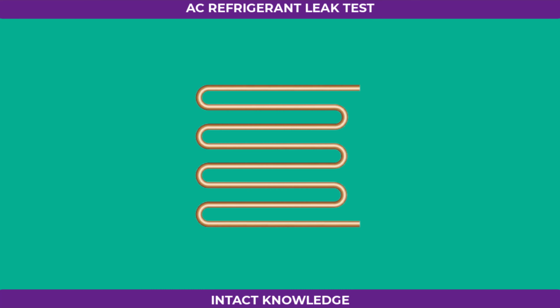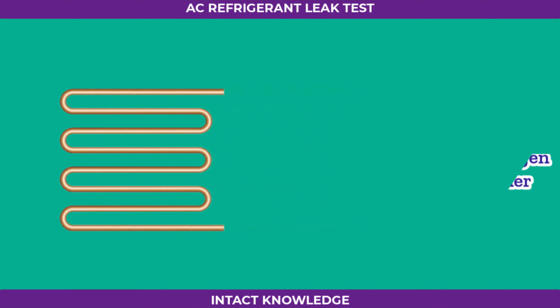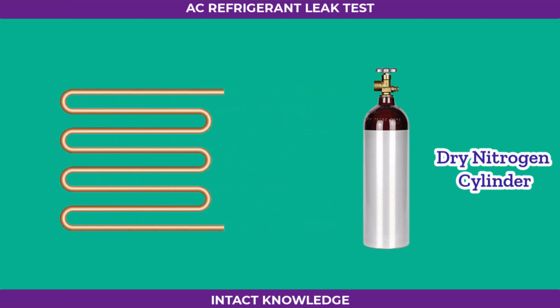In this video, we're going to learn a safe and professional method to find refrigerant leaks in an air conditioning unit using dry nitrogen gas. We'll cover how to set up the system, select proper test pressure, perform the test safely, and accurately locate and confirm leaks, ensuring your AC system stays reliable and free from contamination.